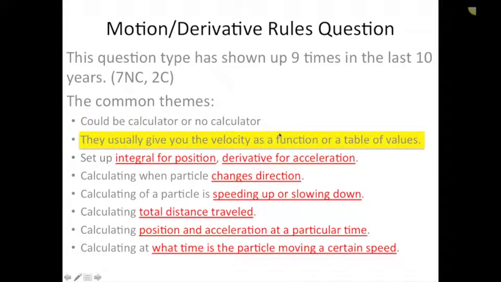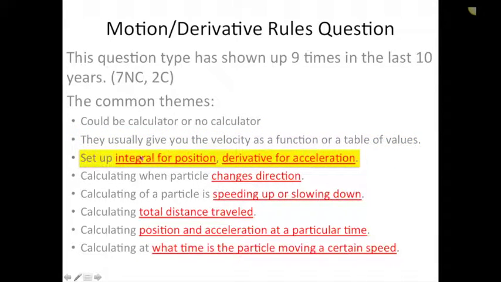If it is a motion type problem, typically they give you a velocity function or a table of velocity values, and then they have you differentiate for acceleration questions, and they have you integrate for position or distance traveled or those type of questions. So typically what they have you do here: integral for position or total distance traveled, derivative for acceleration.